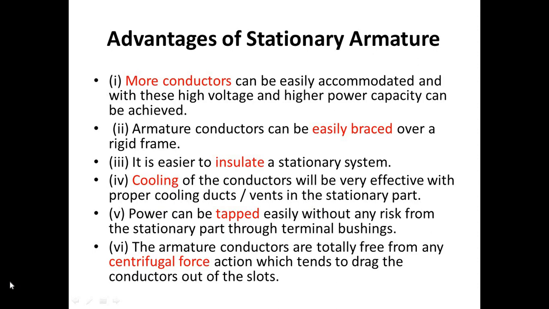Compared to DC generator, alternator has a stationary armature. The stationary armature has many advantages. The very first one, more conductors can be accommodated, hence high voltage can be generated and higher power capacity can be induced. Armature conductors can be easily braced in a rigid frame. It is easier to insulate a stationary system because if it is rotating, insulation becomes difficult. Since the armature is stationary, the insulation becomes easy.